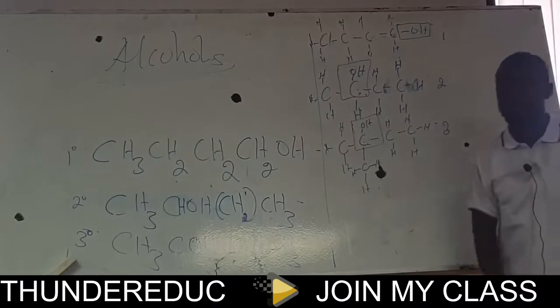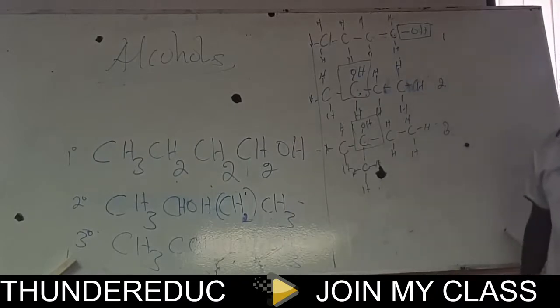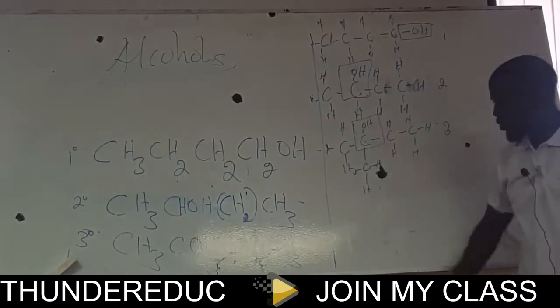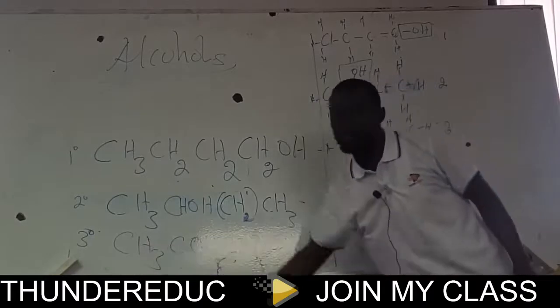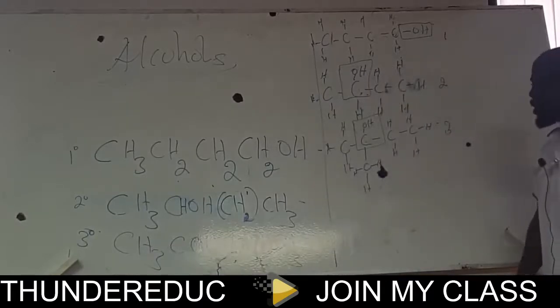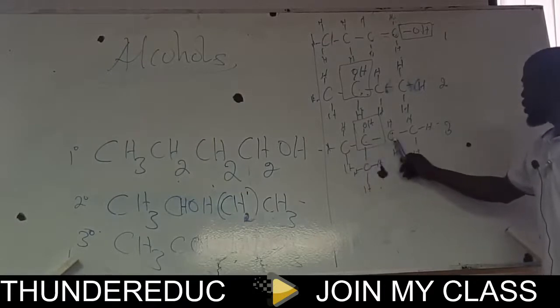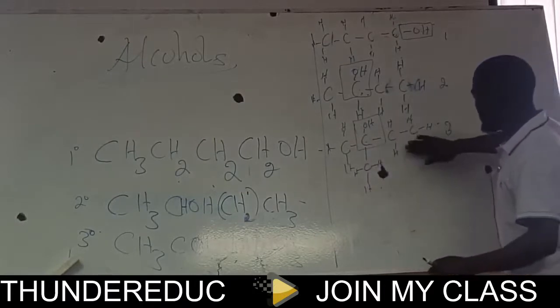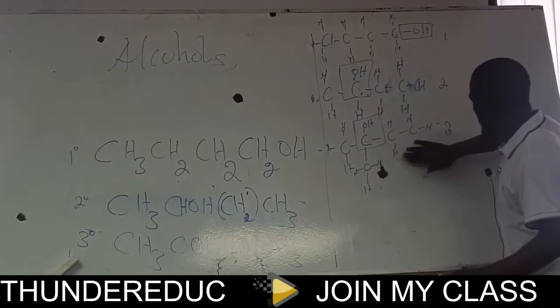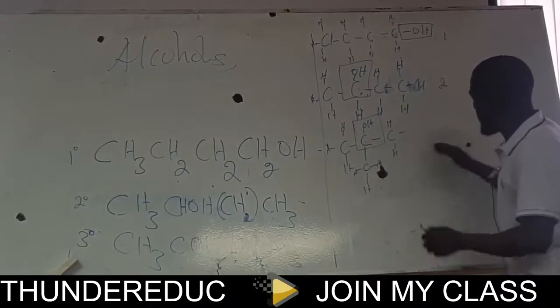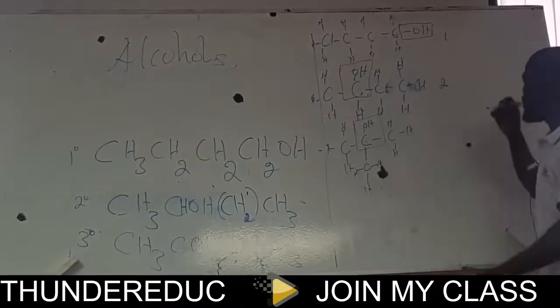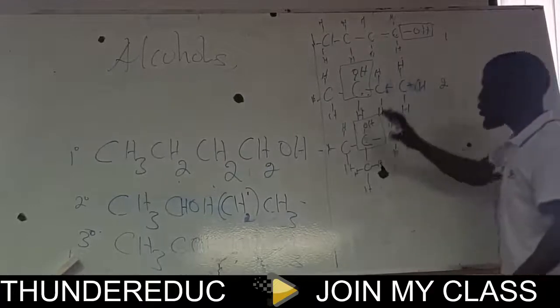Number three, this side. Four carbons. One, two, three, four. Then it means that this one in the middle must go. Let me just rub off this and then put a hydrogen. Sorry, maybe I just didn't count properly.